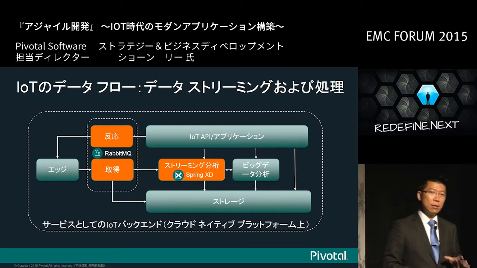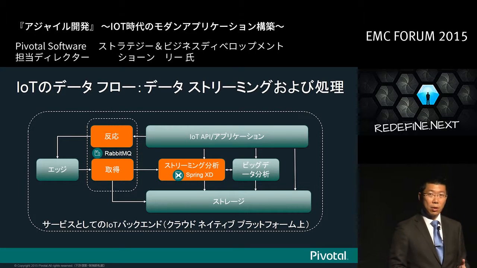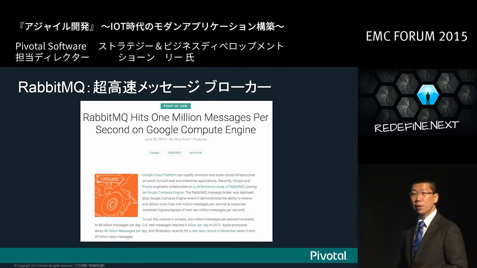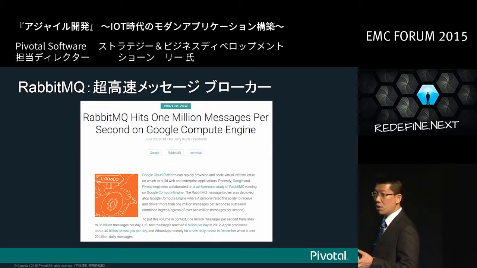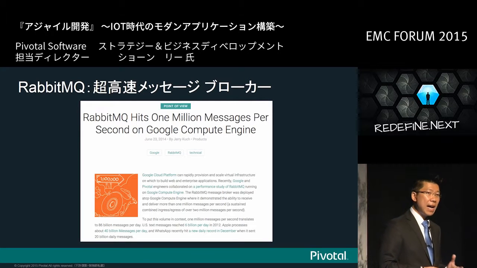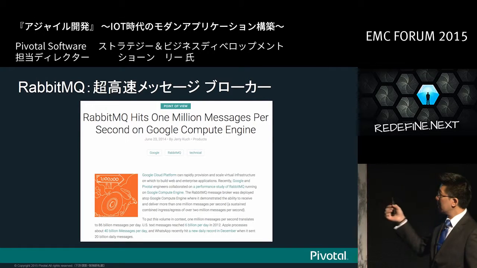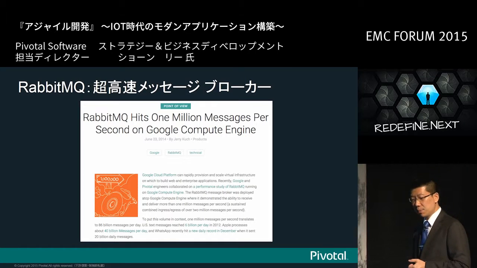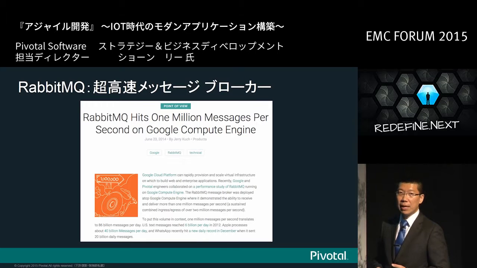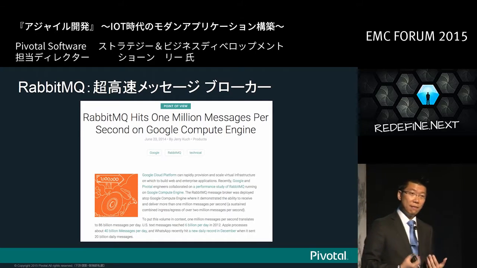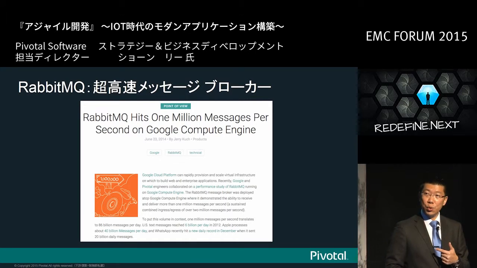The first technology within our portfolio is a technology called RabbitMQ. It is a high-performance messaging broker, right? So think about it as a vehicle, a bridge, a path that messages are flying around. Now, when we talk about high performance, take a look at what the headline says. RabbitMQ hits 1 million messages per second on Google's Compute Engine. This is not a statistic that we at Pivotal did. This is a statistic that Google did for us on this technology because they use this as well.